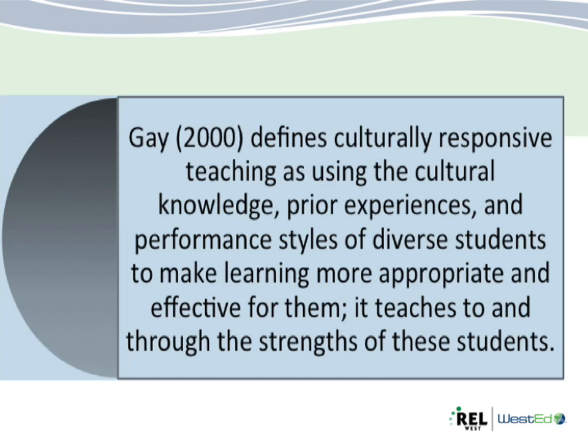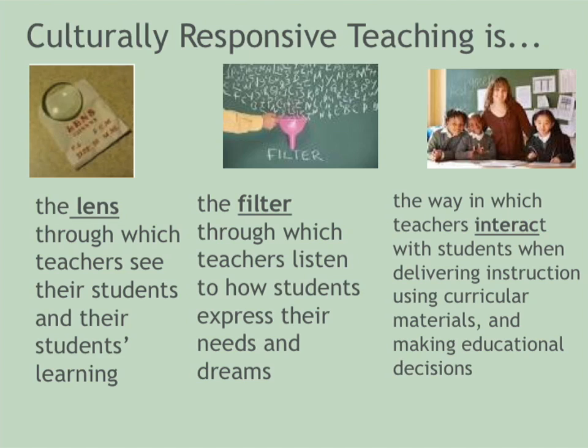Now let's look at the child's cultural background. Why is that important? Well, we know from much of the literature that it is important that students see themselves within the curriculum. You can read the slides at your leisure for some more definition of culturally responsive instruction. But basically it is the lens from which teachers view their students and the filter through which teachers listen to their students and how they express their needs and their dreams, and the way in which teachers interact with the students when delivering instruction. So in this work it's crucial that we have linguistic alignment, but also cultural alignment.